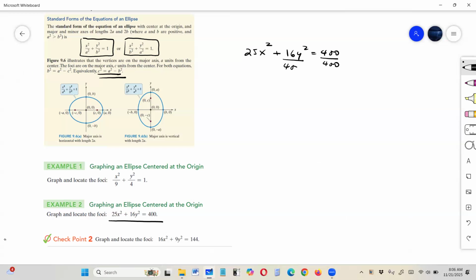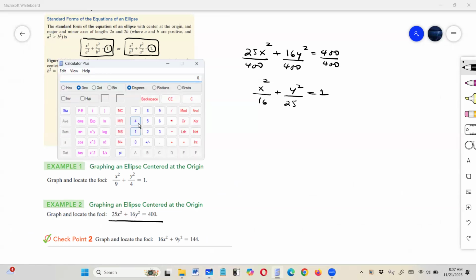So you're going to divide everything by 400. And the reason you do that is because for the ellipse, you need to have a 1, right, on the right side. So I have to divide everything by 400. Now, when I do that, obviously, I don't want the decimal. I want to simplify the fraction. So in the first case, I have 16. And in the second case, I have 25. Right? So we can just check to see if this is correct. 400 divided by 16, just to be sure.